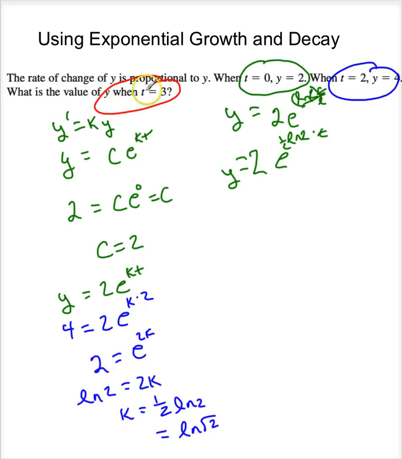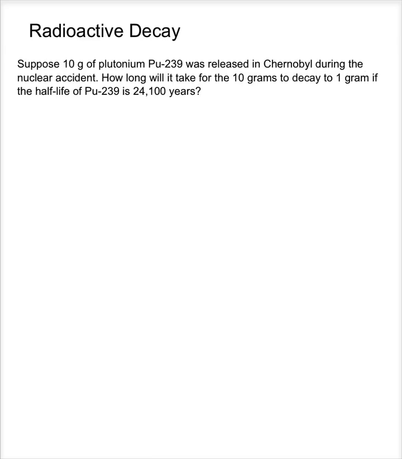So what is y when t is 3? Well, all I need to do now is plug in t equals 3. So this is 2e to the 1/2 log of 2 times 3. Now clearly this is not a nice pretty number, but it turns out this is about 5.657. These are calculator problems, obviously.